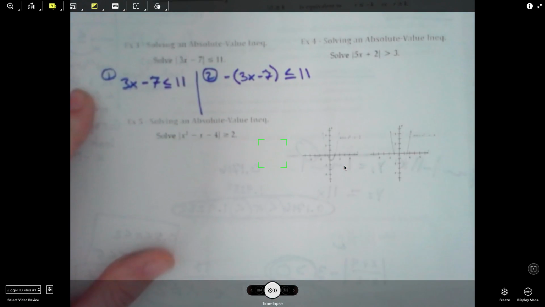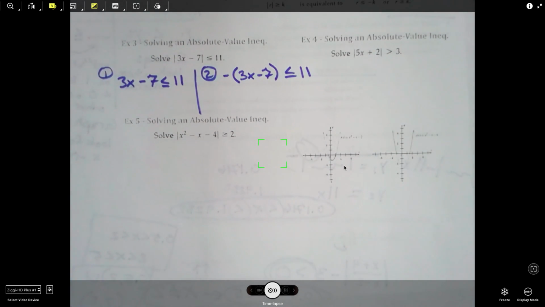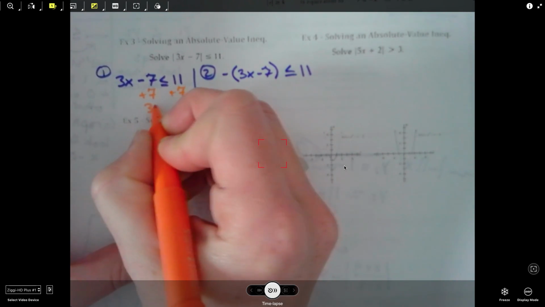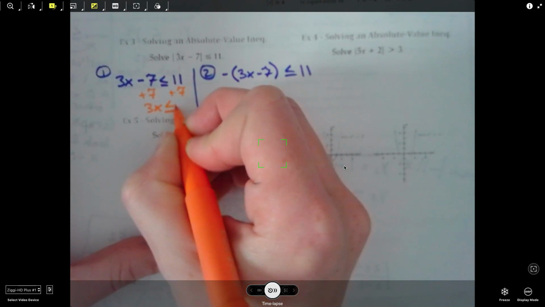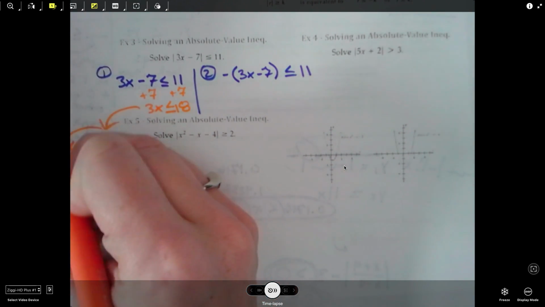okay? Now, let's solve the first case first. So add the 7. 3x is less than or equal to 18. I'm going to run out of room. X is less than or equal to 6. That's what that one is.